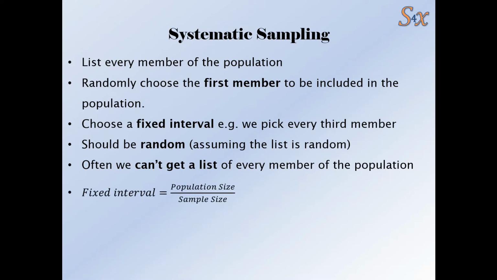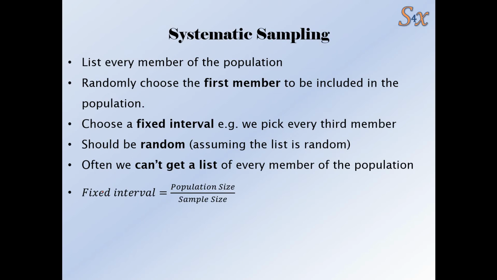Now, when we are trying to take our systematic sample, when we choose our fixed interval, so that's the bit where we said we pick every third member or fifth member or 10th member or whatever it is, we've probably got a sample size in mind. So we've got the population size, which is the whole population. In my example before, there were 100 people in the population. And our sample size is how many people we want to actually have in our sample. So we might say we want 5 people in our sample. We just want a very, very small sample of 5 people. If we know our population size and sample size, we can work out how big our interval needs to be.